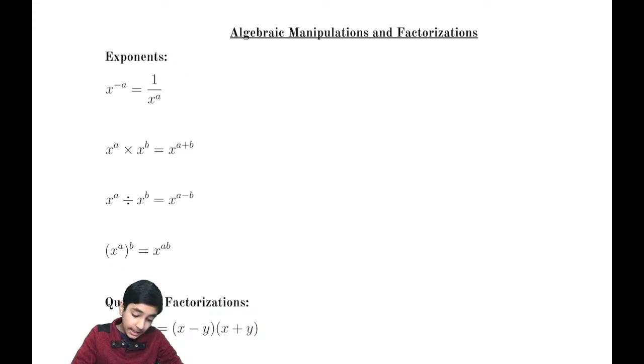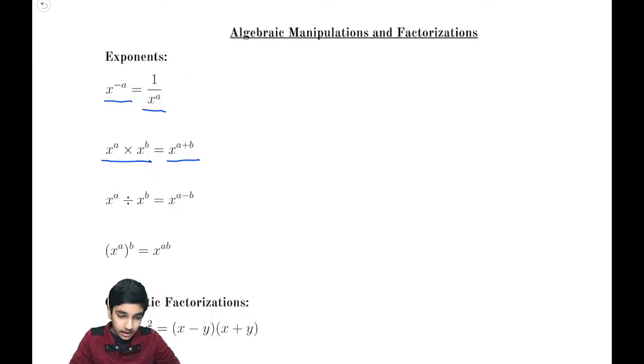Okay, so some basic exponent rules are that x to the power of negative a is 1 divided by x to the a. So for example, x to the negative 3 is equal to 1 divided by x to the 3. We also have that x to the a times x to the b is equal to x to the a plus b. So whenever you're multiplying x to the a and x to the b, it's equal to x to the power of the sum of a and b. And then when you do x to the a divided by x to the b, we have x to the a minus b.